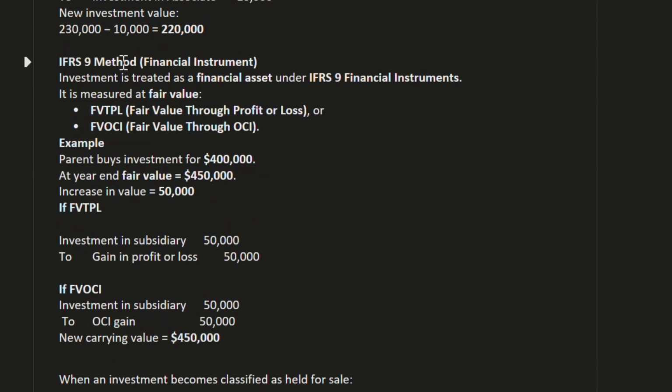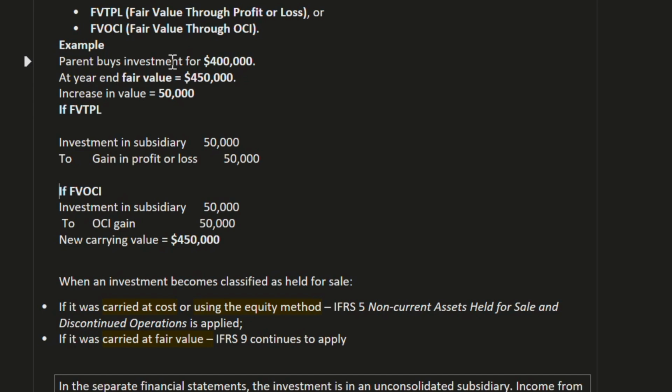Now the IFRS 9 method. Investment is treated as a financial asset under IFRS 9 Financial Instruments. It is measured at fair value through profit or loss, or fair value through OCI. Example: parent buys an investment for 400,000. At year end, fair value is 450,000. So there is an increase in value of 50,000.